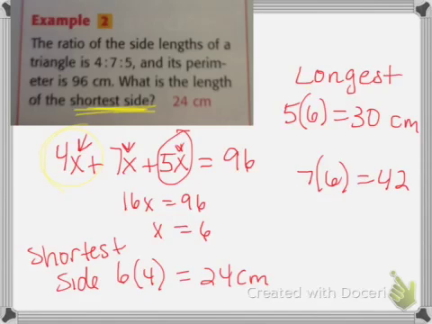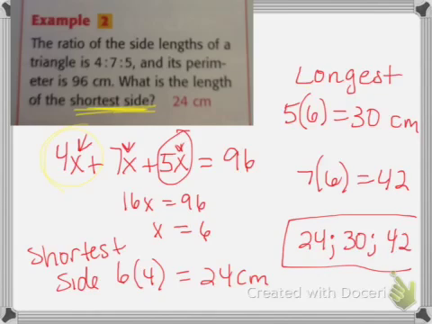And if it asks me for all three sides, I say 24, semicolon. Sorry about that. The middle one is 30, semicolon, and the biggest one is 42. And that would be the answer. All right, sorry, this is not the longest, this is the middle one. So we have the middle one is 30, the longest is 42. If they ask you to find all three, you put them back into a semicolon format like this.